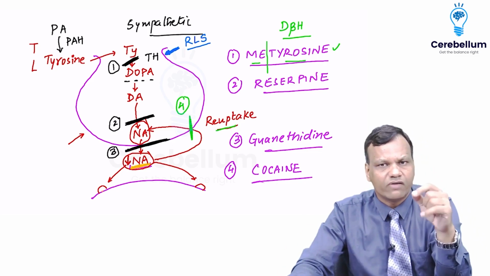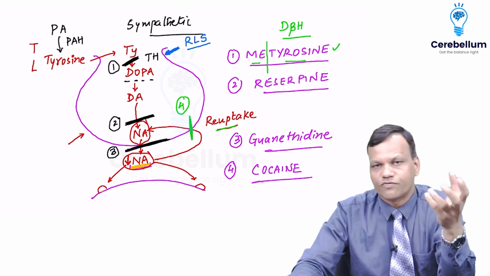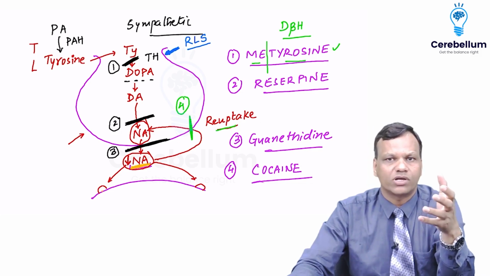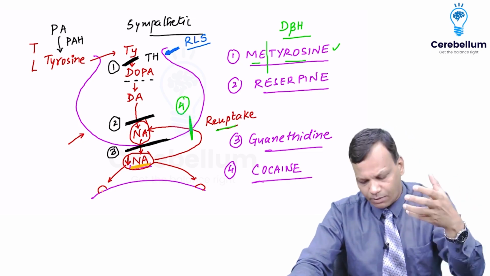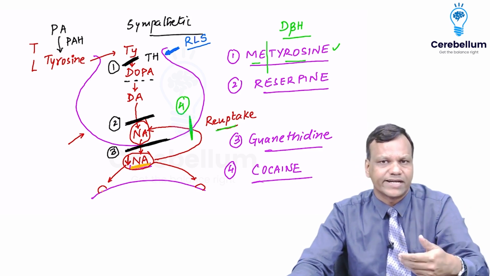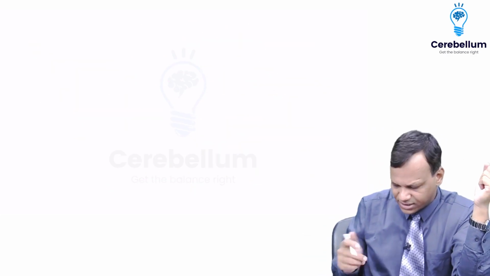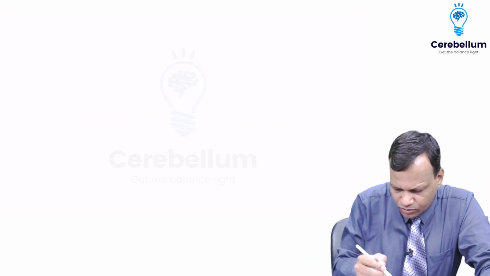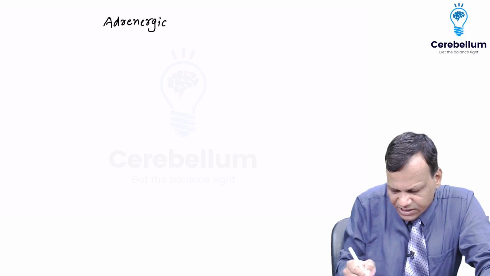So if we give a drug which directly works on a receptor, that can also produce sympathetic action. So for that, we need to know about receptors. What are the sympathetic receptors, where they are present, and what is their action? If we come to know about this, then understanding the drugs will become very easy. So now we can move to adrenergic receptors.